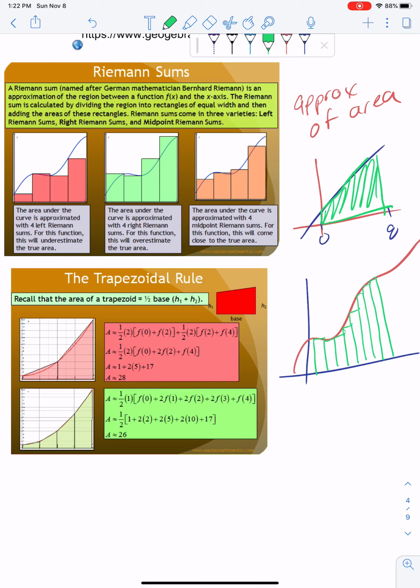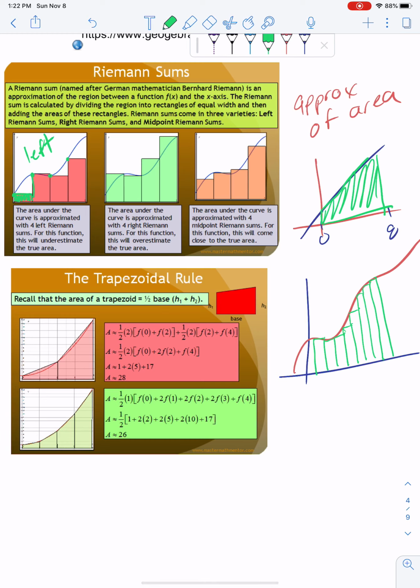Now notice the problem. Depending on where you start your rectangles. So this one on the left, this is called a left Riemann sum. And notice that it starts the rectangles on the left side. So when it does that, when you start at that left point and draw this rectangle, you leave out quite a bit of area.